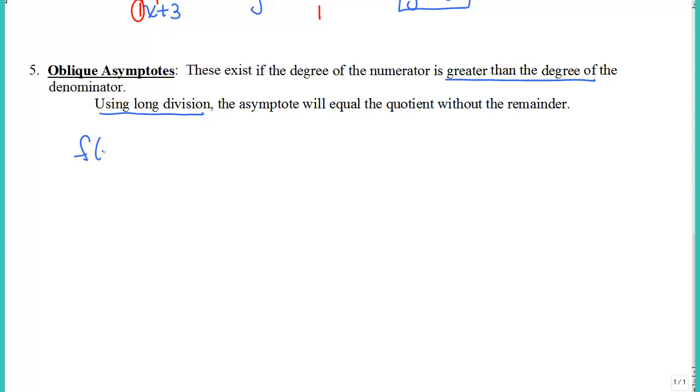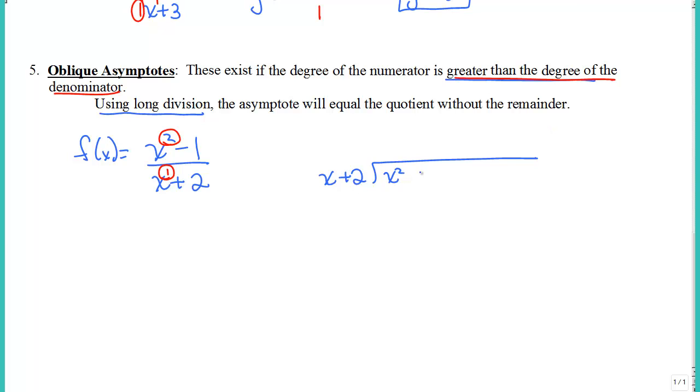So let's take a look at a different function. We're not going to go through all the steps. We could, but let's just find the oblique asymptote. Notice the degree of the numerator is 2 and the degree of the denominator is 1. And so the top is bigger than the bottom, and we're going to find the oblique asymptote by using long division. So this is our divisor. Then we're going to divide into x squared minus 1. You might remember you need a placeholder, so I'm going to say 0x minus 1.